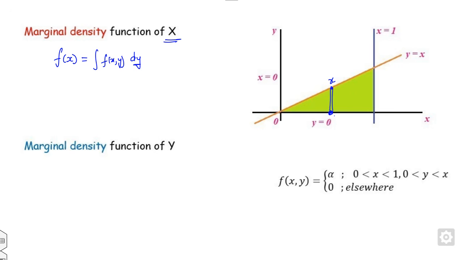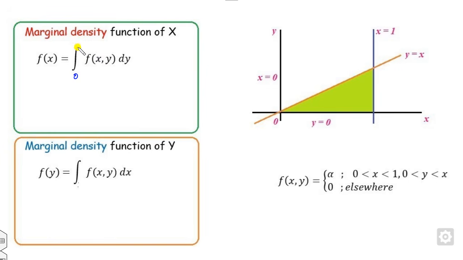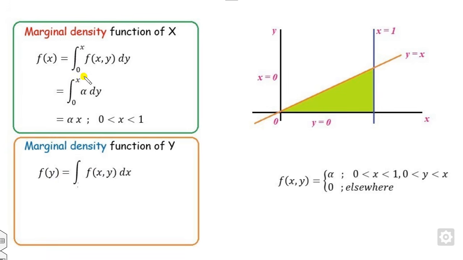This is my x, so that is 0 to x. If you want to find the marginal of y, take the collection of all those x, so take the limits on the x-axis. What is the limit of the x-axis here? What is the value of x in this line? The value of y here is 1. Look at that, this is 1. So the limit is y to 1. Once you get here, you can integrate them.